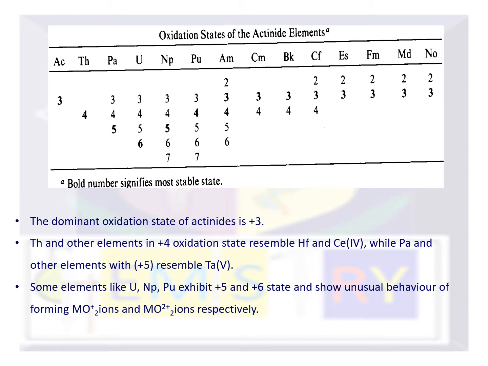Here the oxidation states of the actinide elements have been summarized. We can see that actinium has an oxidation state of 3, thorium has 4, but protactinium has 3, 4, 5. So it has 3 variable oxidation states, and uranium has 4 oxidation states. Neptunium can exist in 5 oxidation states, plutonium again in 5. But when we look at americium, it has 5 oxidation states, but the lowest of it is +2.